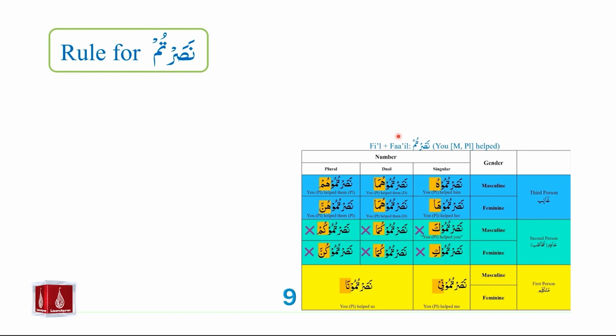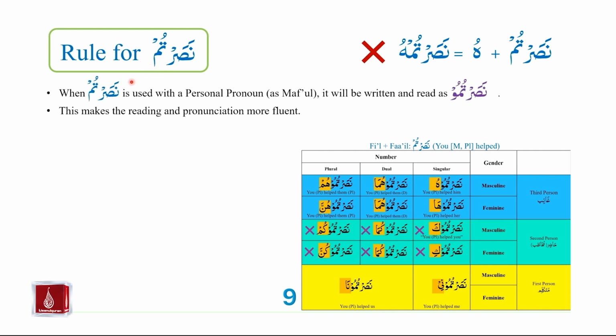Next we will study the fi'il and fa'il combination of nasartum. Nasartum means you helped, referring to masculine and plural. There is a special rule that we need to study for nasartum. If we say nasartum plus hu, we will have something like nasartumhu. But this is the incorrect way of writing and pronouncing it. When nasartum is used with a personal pronoun as maf'ul, it will be written and read as nasartumu.